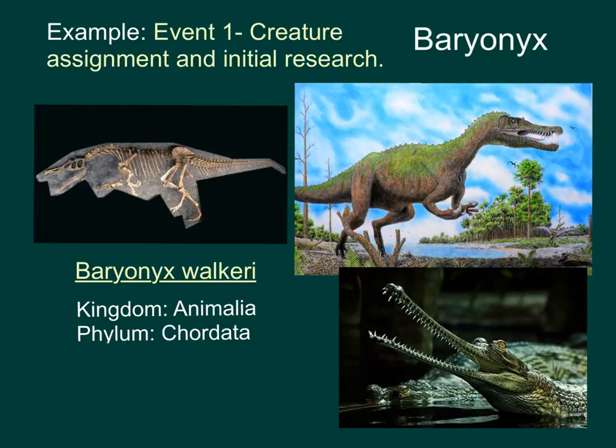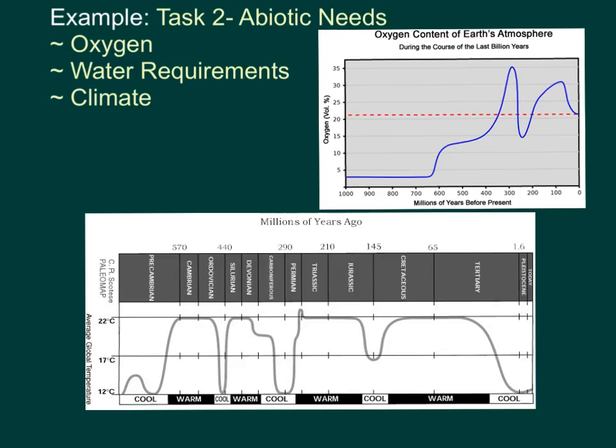So, let's move on to the second of your tasks. Now, your second task will be to identify abiotic needs of your creature. In your science class, you probably have already talked about abiotic and biotic factors, and the fact that an ecosystem is made up of the biotic and abiotic factors.